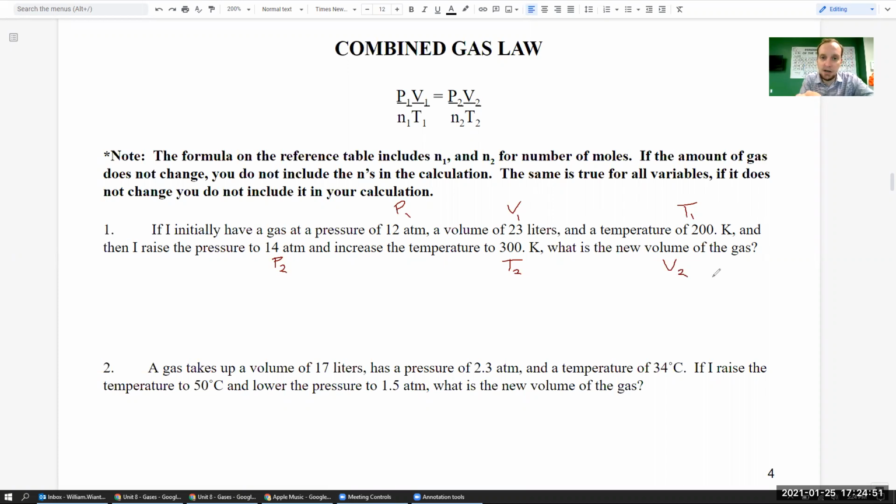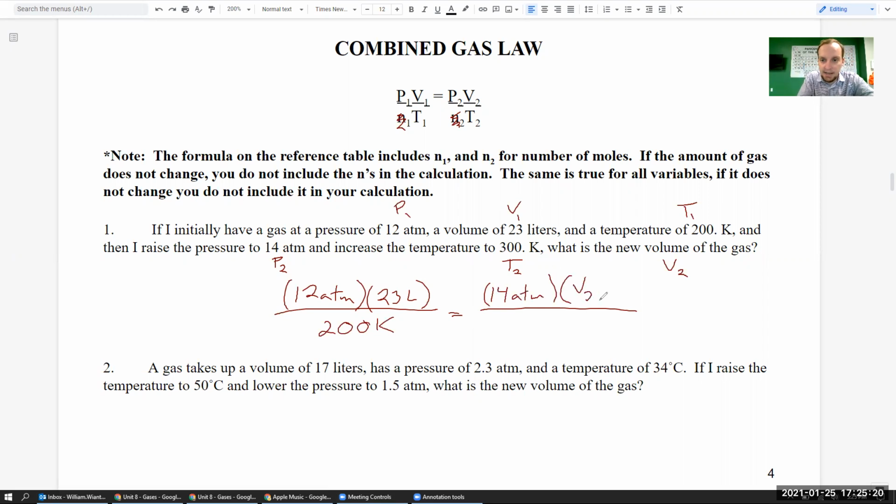Again, notice there is no mention of moles, so I'm going to leave moles entirely out of that problem. Now I just need to put it in that order. P1 is 12 atm. I'm going to multiply that by my V1, which is 23 liters. I'm going to put that over my T1, 200 Kelvin. And on the right side is my P2, 14 atmospheres. My V2 is my X. You can either put X or V2. I like to use V2 because then I remember what I'm solving for. I'm solving for the final volume, but it's basically an X, right? And then again, 300 Kelvin.